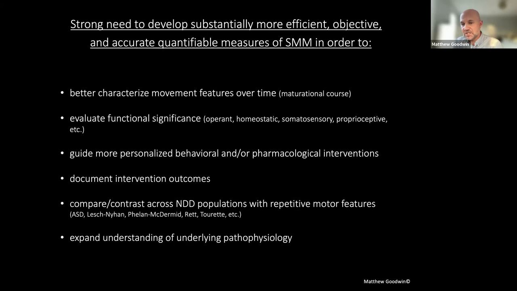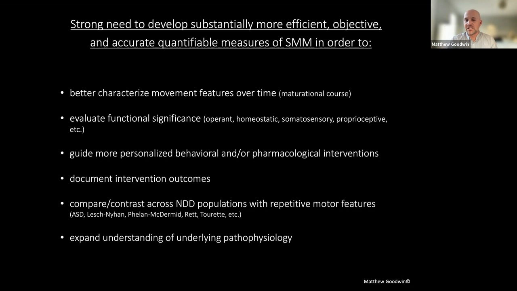But if we can do that, and I'm going to argue that a step along that way is more quantitative means of gathering information on the topography and the frequency and the intensity and duration, we may get better at identifying underlying function that helps us guide more personalized interventions, either behavioral or pharmacological, tailored specifically for that individual. And the very process of getting a good, accurate baseline of these behaviors means that for any natural, quasi-experimental or experimental intervention, we have a very good outcome measure to document if and when change happened.